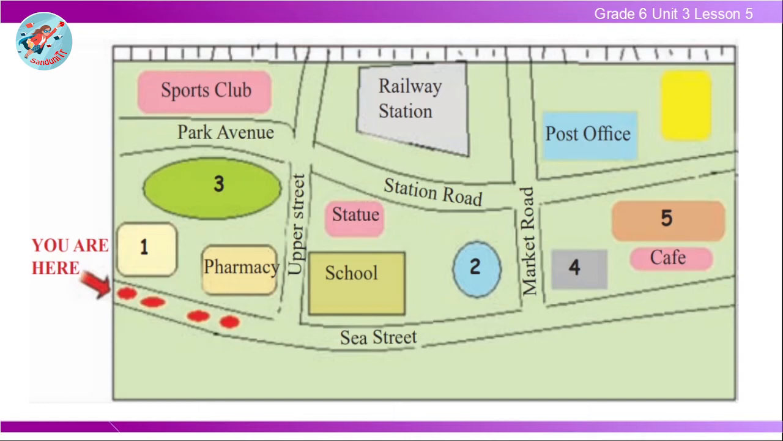Go along the road. You will enter the C Street again. Turn left. The first building on your left is the bank. It is number 4. Pass the bank. You will see a cafe. Behind the cafe is the market. It is building number 5. You can buy fresh fruits and vegetables there.